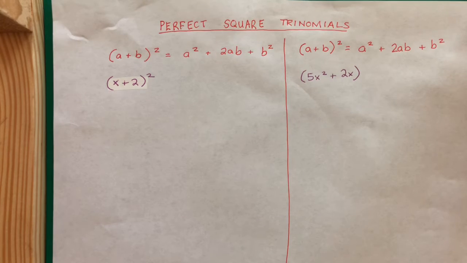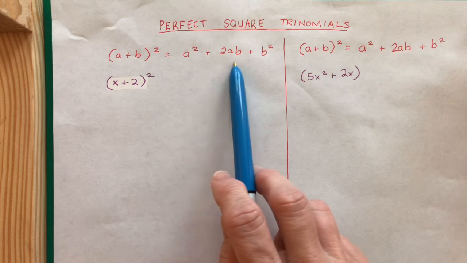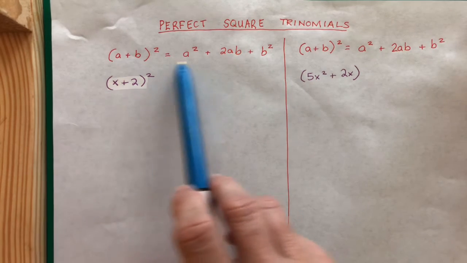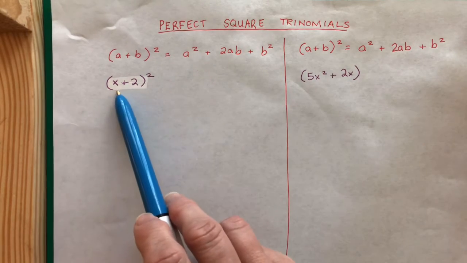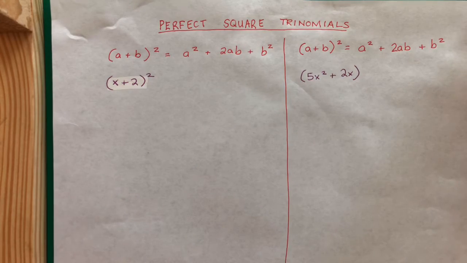Now let's see how we can use these perfect square trinomial shortcuts to help us when we're multiplying binomials. This is our formula: (a + b) squared equals a squared plus 2ab plus b squared. The first thing I would do if I were doing this problem would be to write down that formula. So if I had (x + 2) squared, this is a perfect square trinomial.